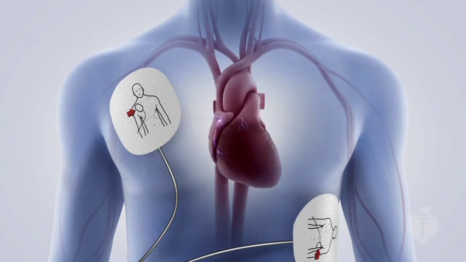ROSC. Survival rates are highest when rescuers provide CPR immediately and defibrillation for initial shockable rhythm occurs within 3 to 5 minutes. For a patient with a shockable rhythm, every minute that ticks by without a shock reduces the chance of survival.